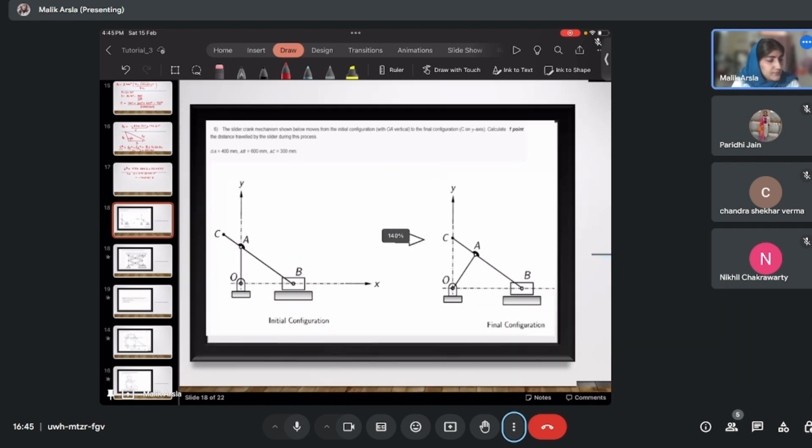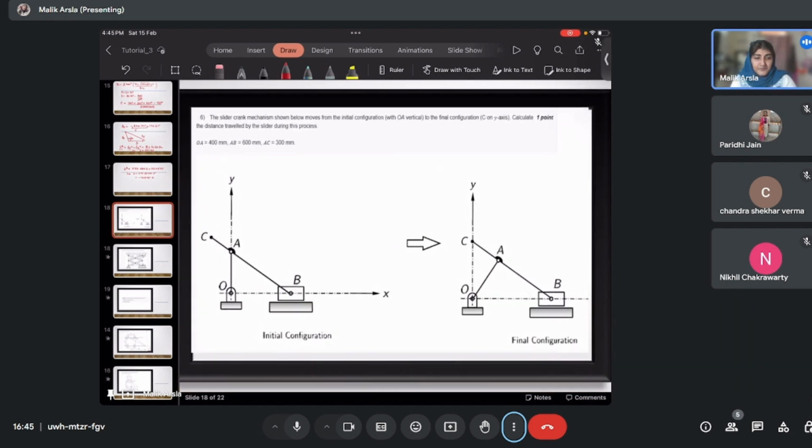Is it visible? Let me zoom it. So, the question is that the slider crank mechanism shown below moves from initial configuration with OA vertical to the final configuration C on y axis. So, it is a slider crank mechanism. This is the initial configuration, this is the final configuration, right? So, what has been asked is that calculate the distance traveled by slider during this process.